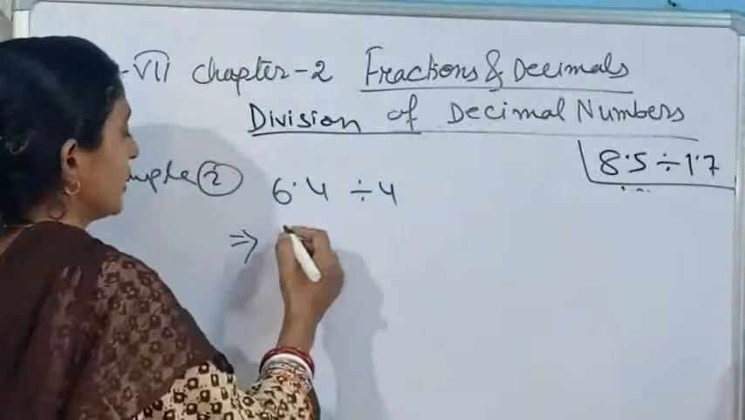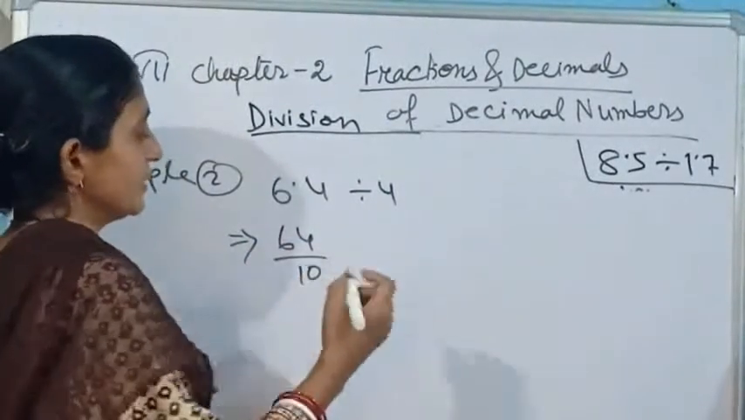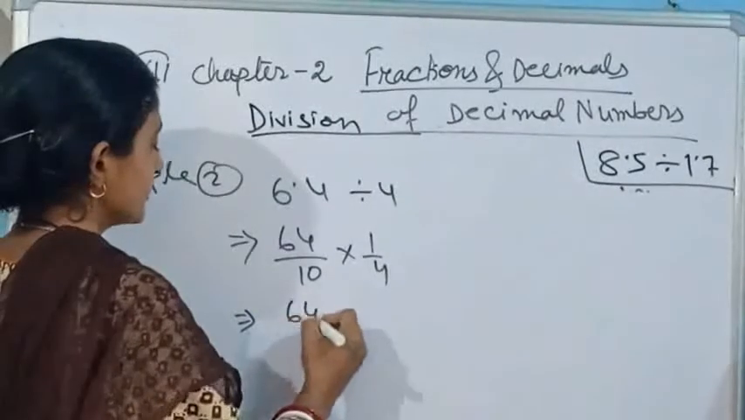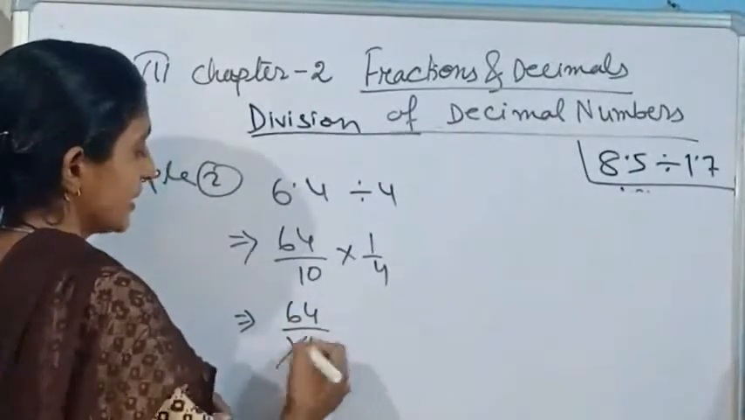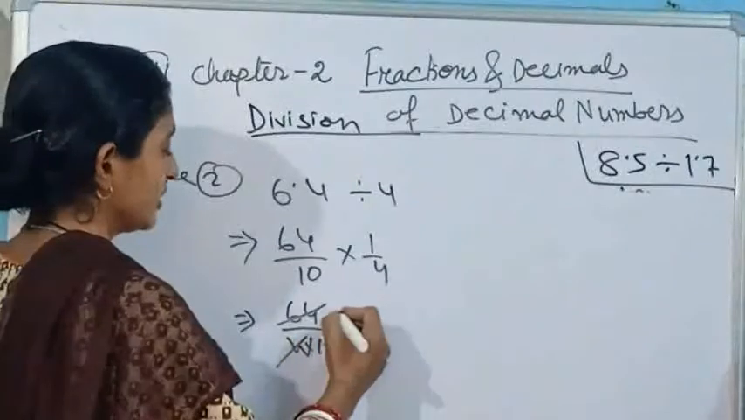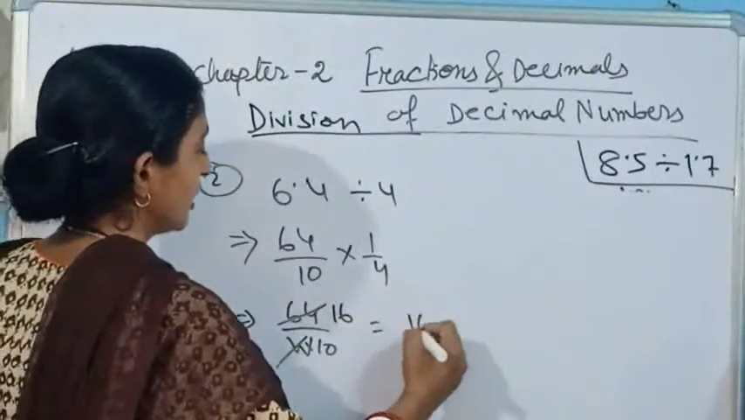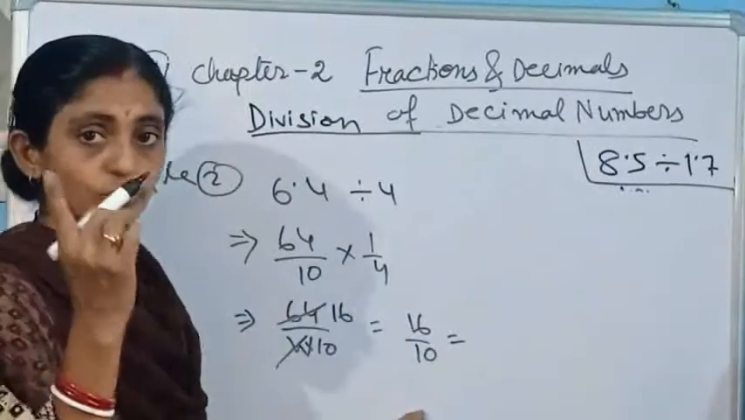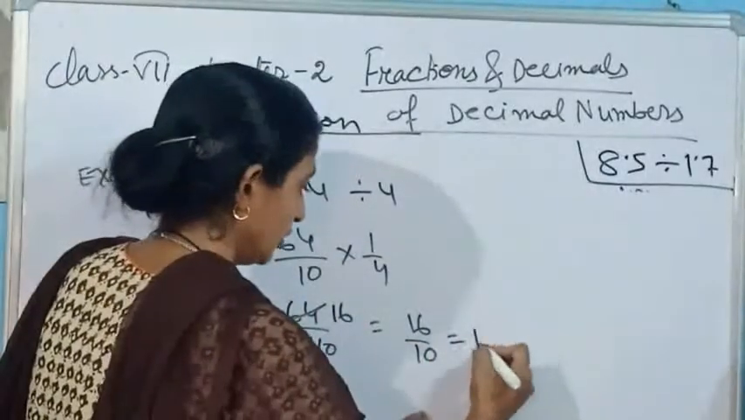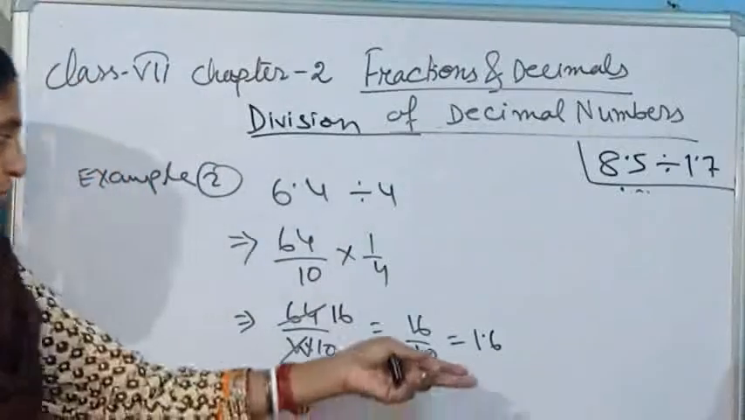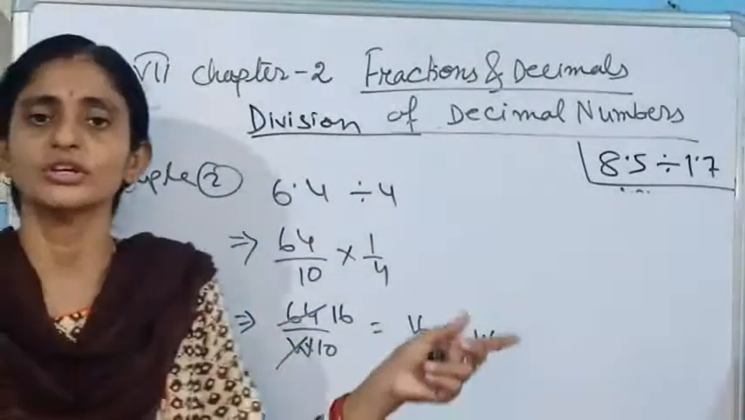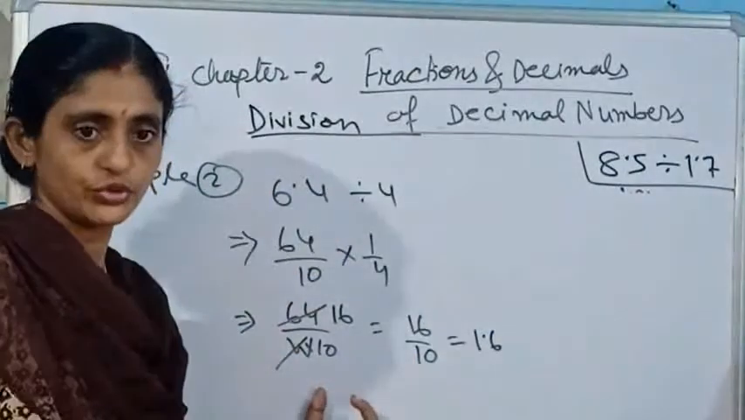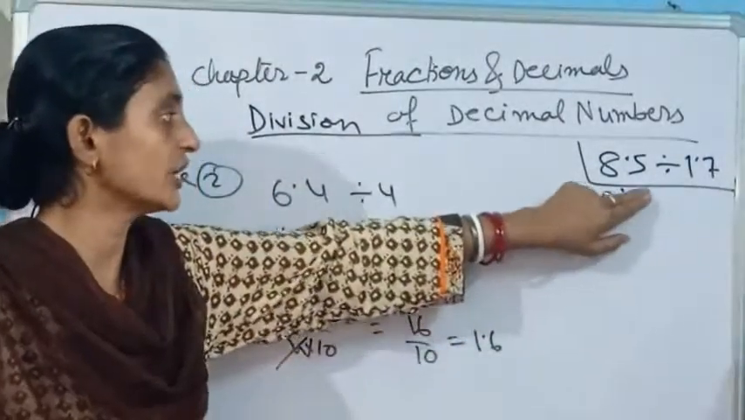So what can I write here? I can write it as 64 by 10, and I will write this 1 by 4. So what I am getting is 64 by 4 into 10. I can cancel 64 by 4. So what will I get? 16 there. So ultimately I am getting 16 by 10. Now because of 10, how many decimal places will there be? There will be only one decimal place. So where will it be? It will be 1.6. So this will be my answer. In this way you can divide any decimal number with any whole number. Just follow the procedure.